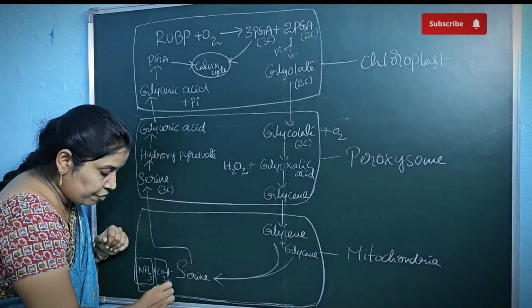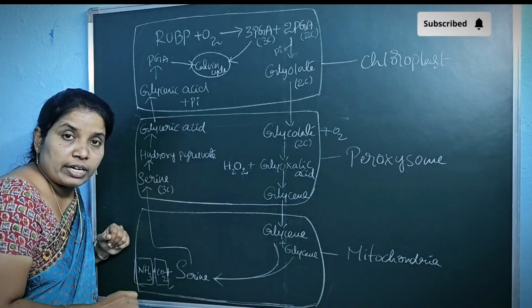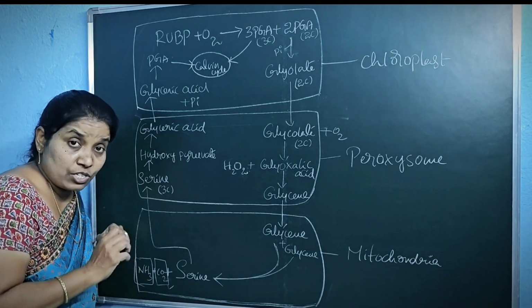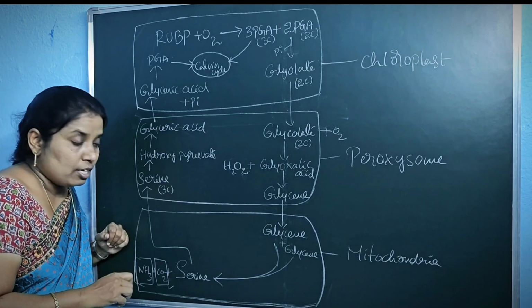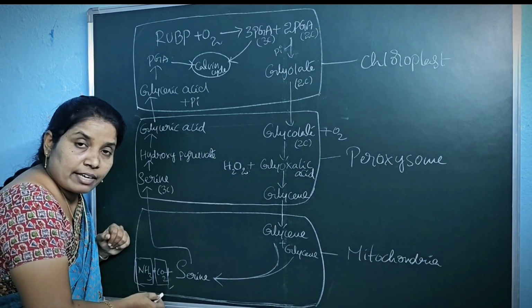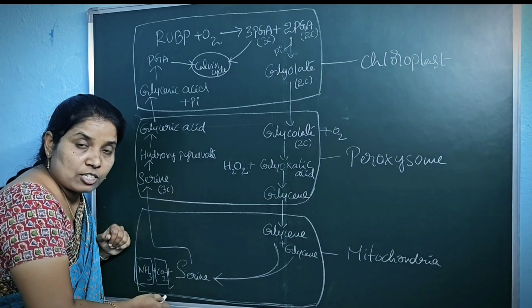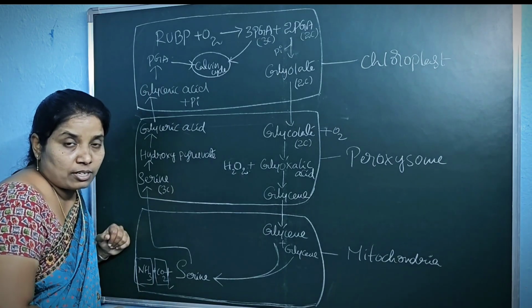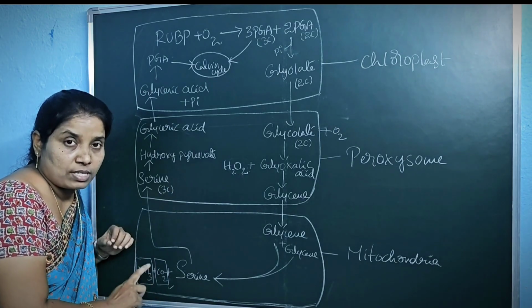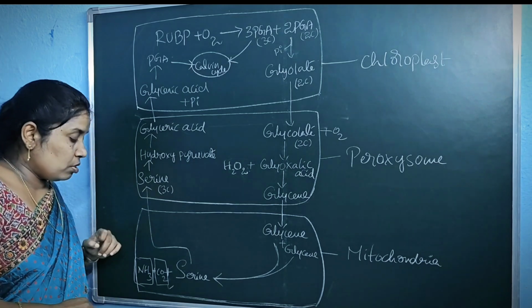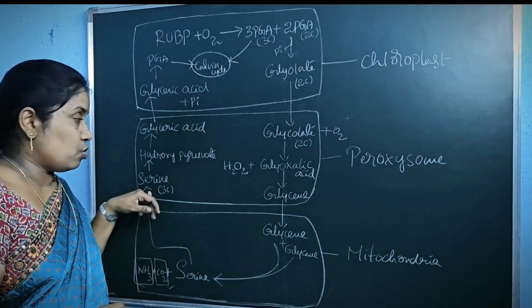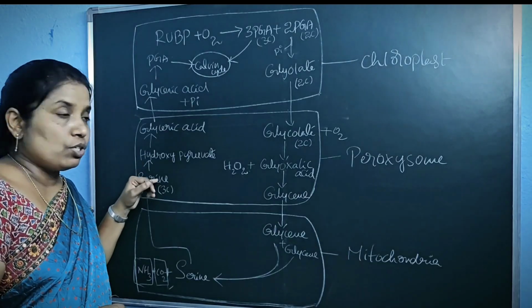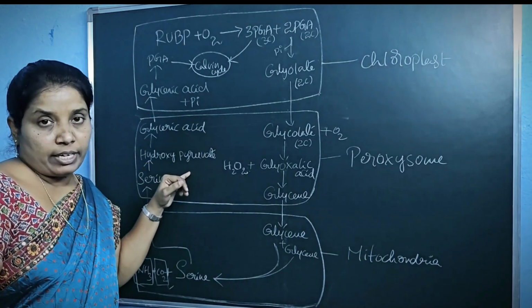So the release of carbon dioxide in the mitochondria is why this is called photooxidation. In mitochondria CO2 is released, that's why this step is called photooxidation. Okay. So now the serine again diffuses into the peroxisome. There it converts into hydroxypyruvate.